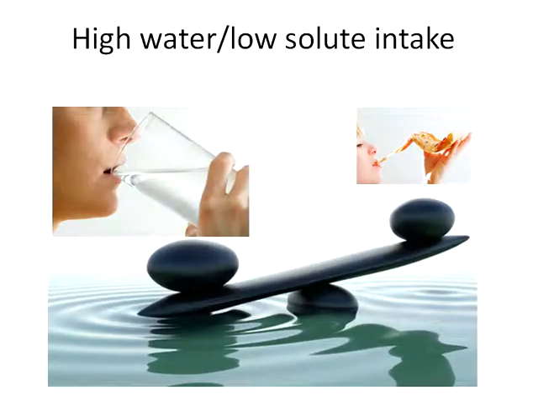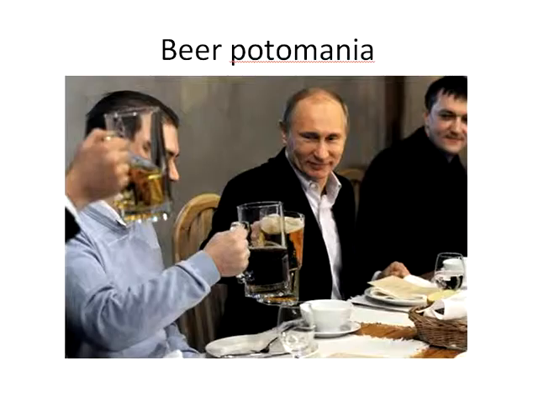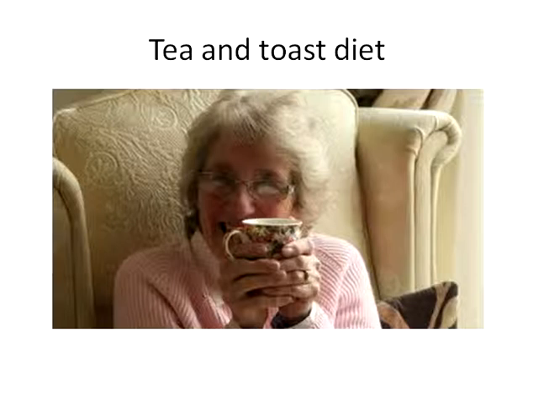A similar situation happens when patients drink a lot of fluids and have low solute intake at the same time. In these cases, diet does not provide enough solute to excrete all the water. Some examples are beer potomania, when people drink large quantities of beer and eat very little, beer not giving any solute, or tea and toast diet that happens in elderly.